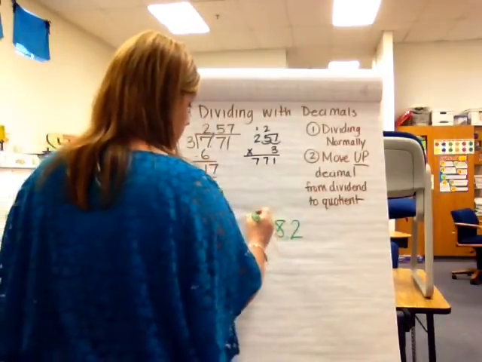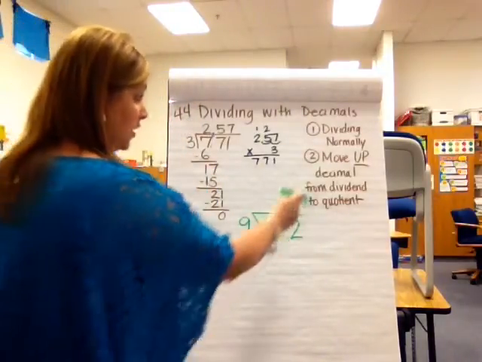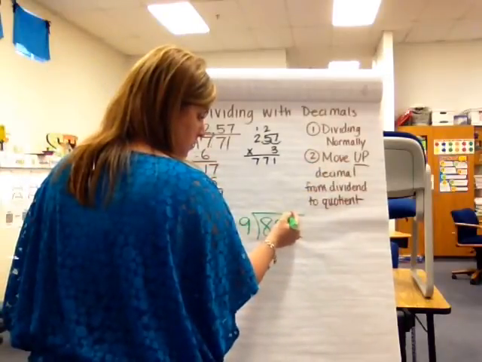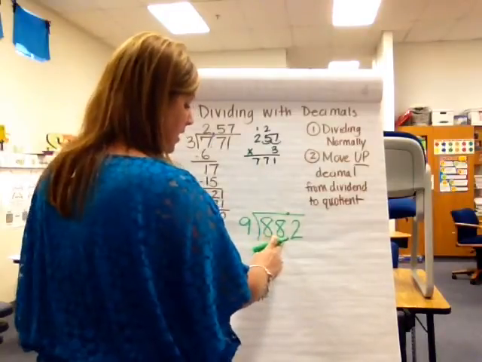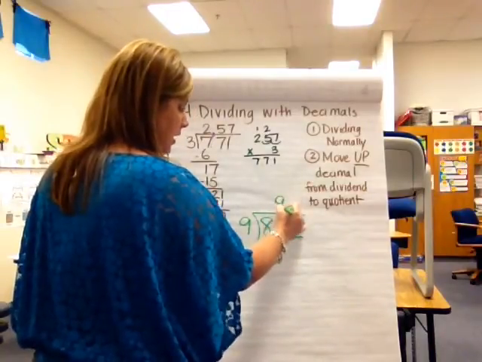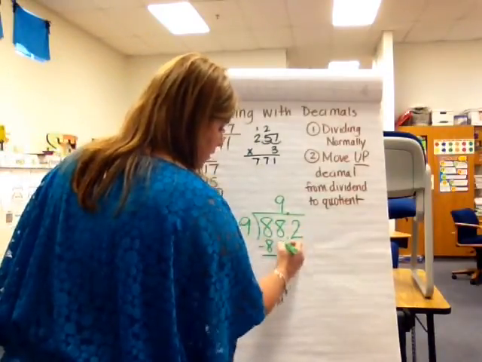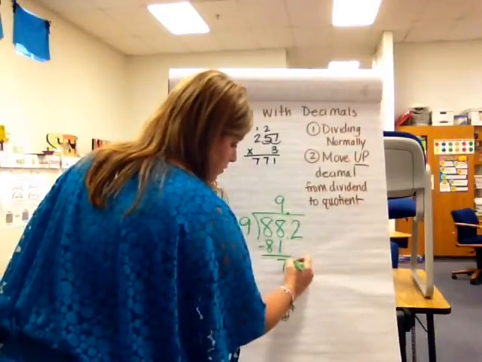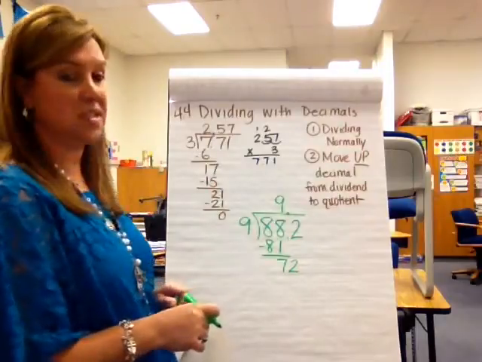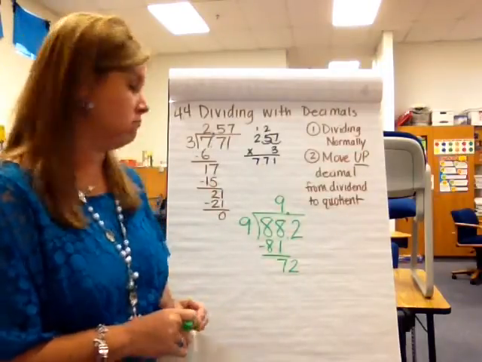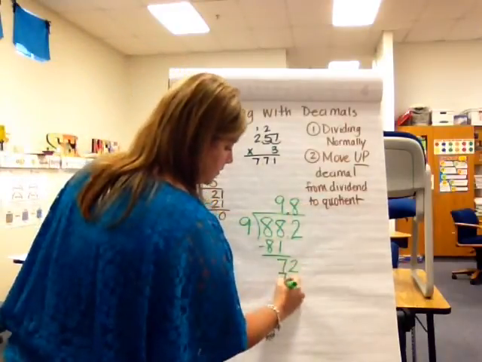88 and 2/10 divided by 9. What do I say? Move up the decimal. 8 cannot be divided by 9. 88 can be divided by 9. 9 times. 9 times 9 is 81. Subtract. That's 7. Bringing down my 2. How many times can 9 go into 72? 8 times. 8 perfect times.